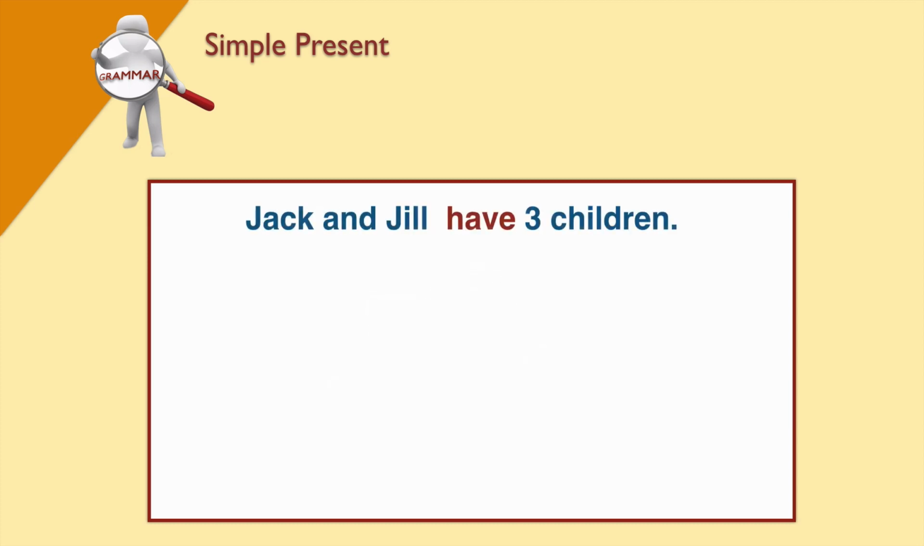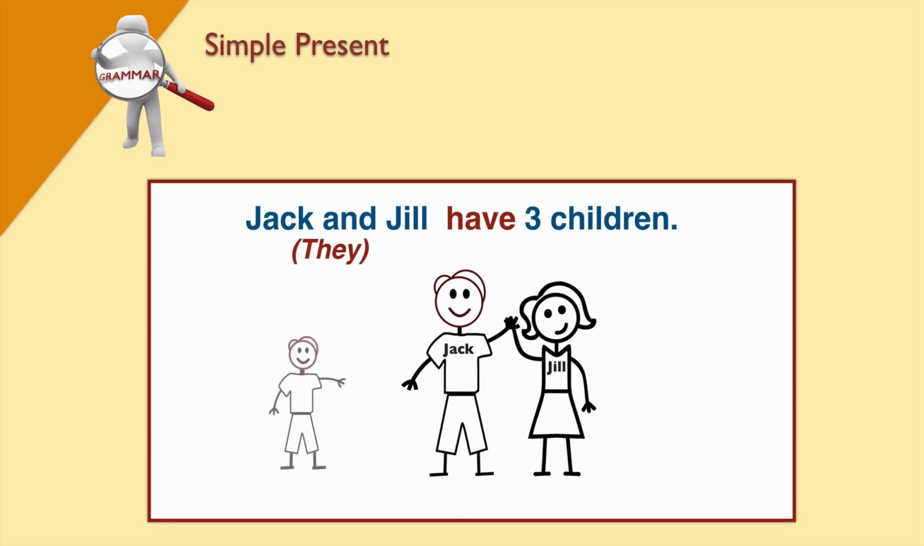Jack and Jill have 3 children. Jack and Jill is they, so you only use the infinitive, have. Oh, and a dog.